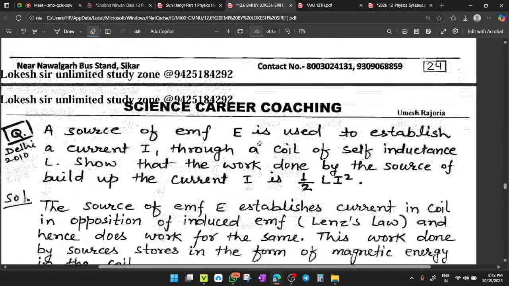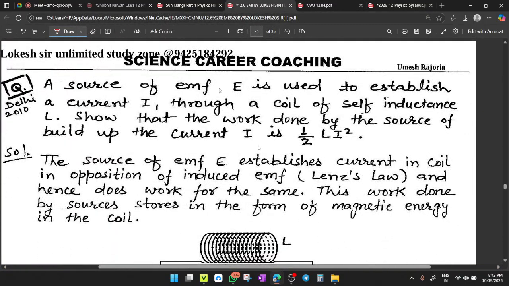See here. The question may be asked like this: a source of EMF E is used to establish the current I through a coil of self-inductance L. Show that the work done by the source to build up this current I is equal to half L I square. Students, I would suggest you take I naught as the maximum current to avoid confusion. So the energy established equals half L I naught square, where I naught is the maximum value of current you set up in the coil.